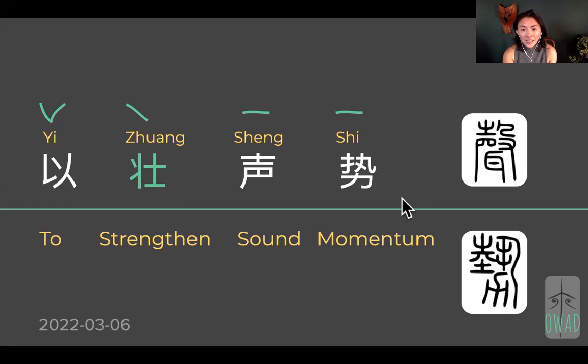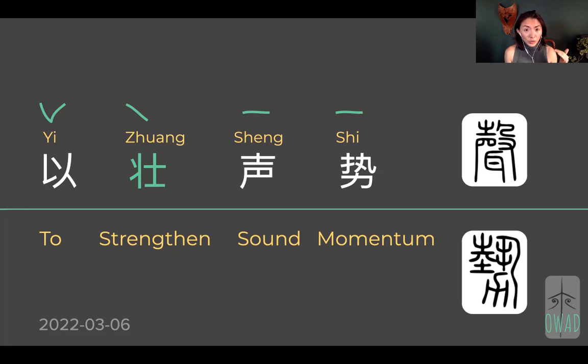Today we continue with 以壮声势. So 壮, it came from this 势 with some, I guess, weapon. So that's a military image, a military guy. It was used to depict the kind of muscular status, like the physique of a military guy, right?